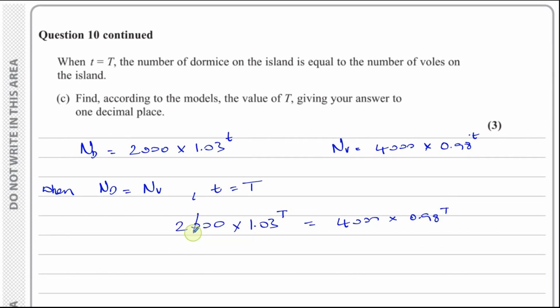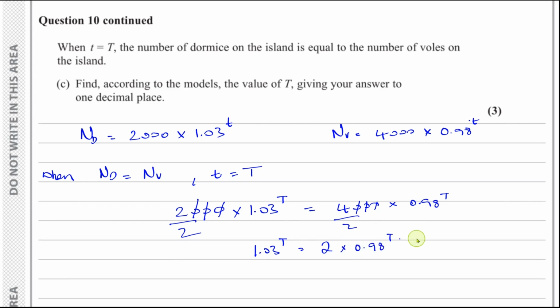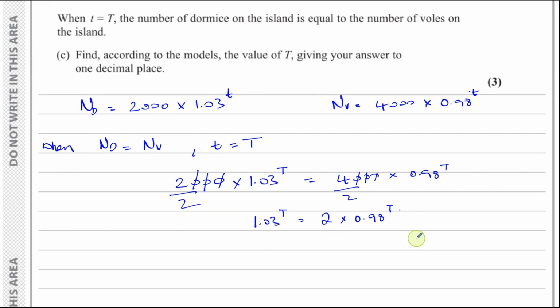So we can divide both sides by 1,000, and we can divide both sides by 2. You'll end up here with 1.03 to the power of T is equal to 2 times 0.98 to the power of T. We want to find the value of T. We can do this by using logarithms, but we could set it up first by dividing both sides by 0.98 to the power of T. So you have 1.03 to the power of T divided by 0.98 to the power of T equals 2.